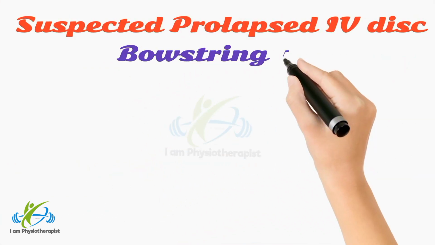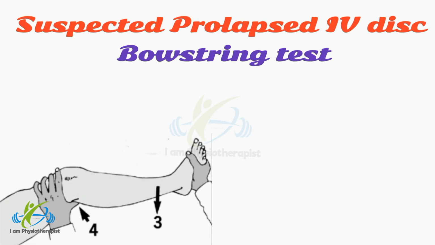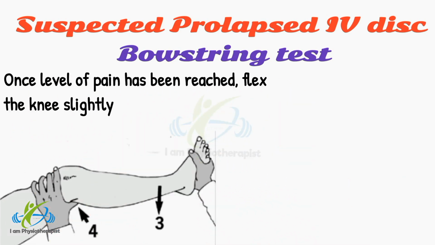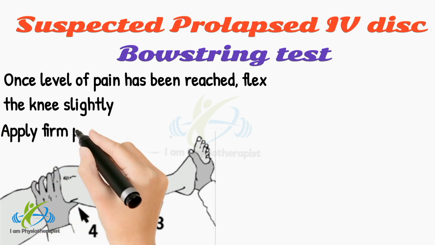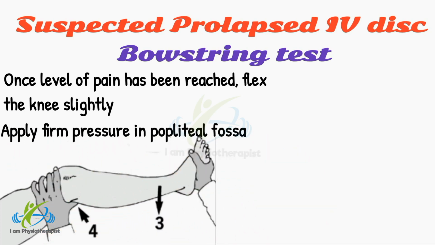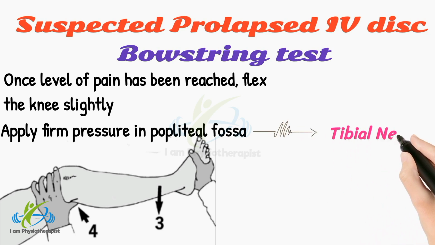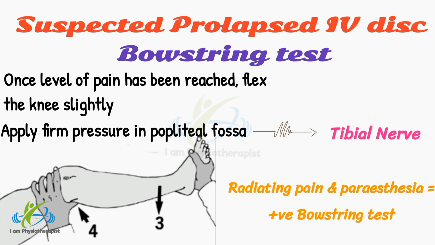Bowstring test. Alternatively, once the level of pain has been reached, flex the knee slightly as shown in point 3 and apply firm pressure with the thumb in the popliteal fossa over the stretched tibial nerve, as shown in point 4. Any radiating pain and paresthesia suggest nerve root irritation, and show a positive bowstring test.